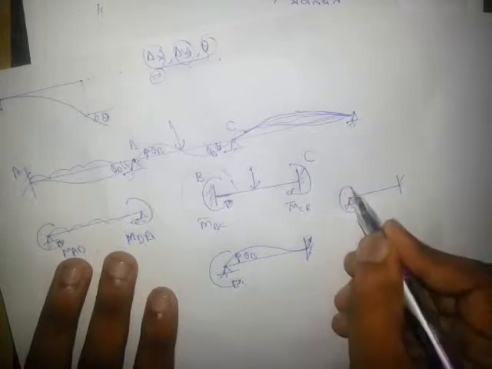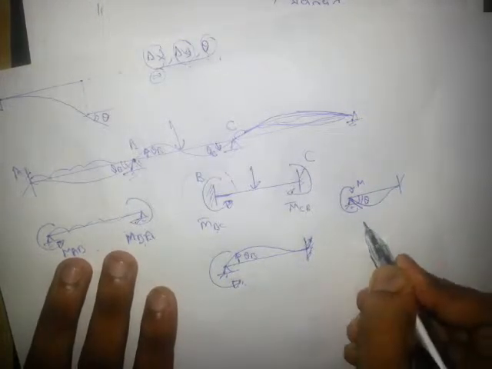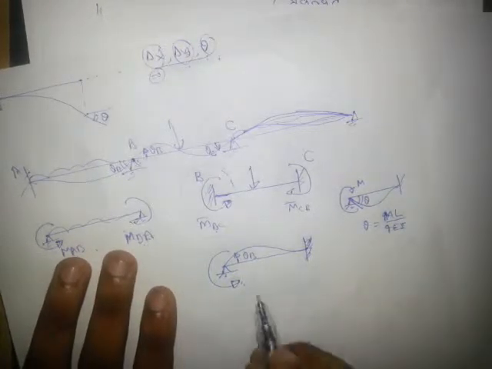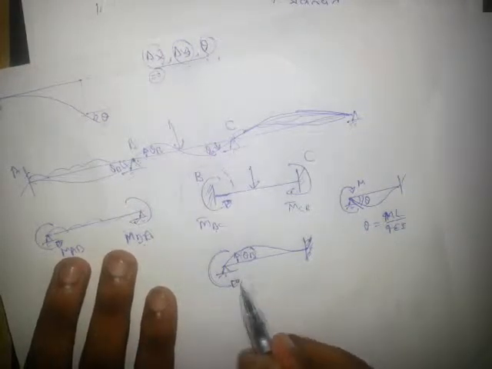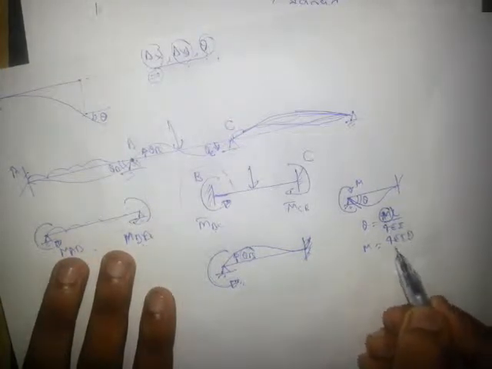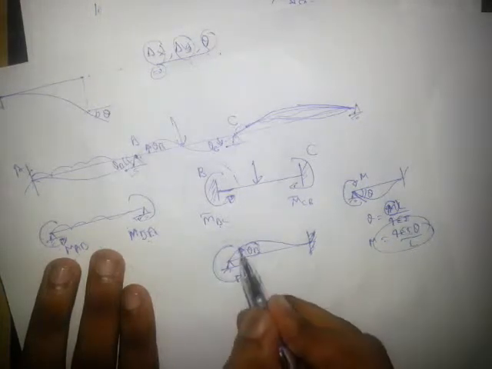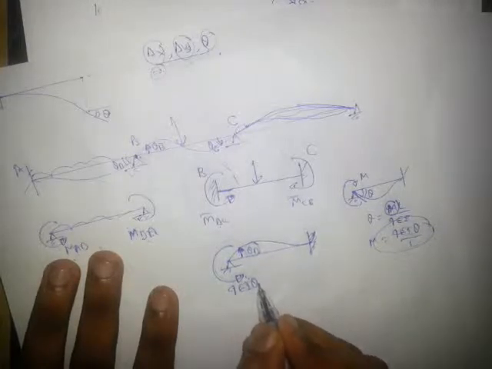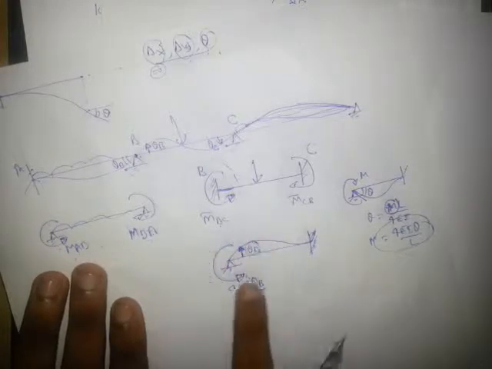This is M moment. Due to M moment, how much theta will be present? Theta will be ML upon 4 EI. I am saying that if theta is already present, how much moment will be applied? So M will be equal to 4 EI theta divided by L, in the same direction as theta. So 4 EI theta B divided by L should be applied, right? Then only this theta B will be present.